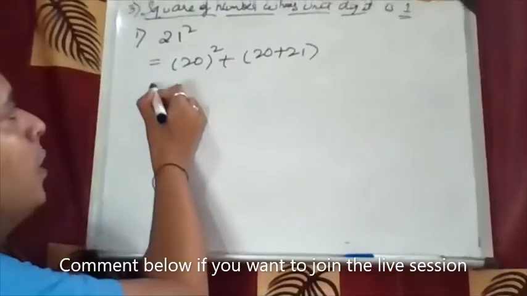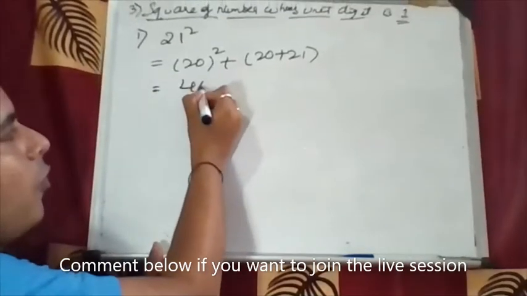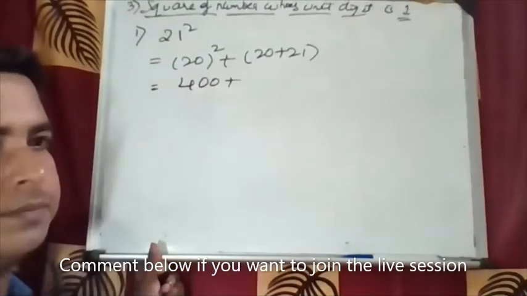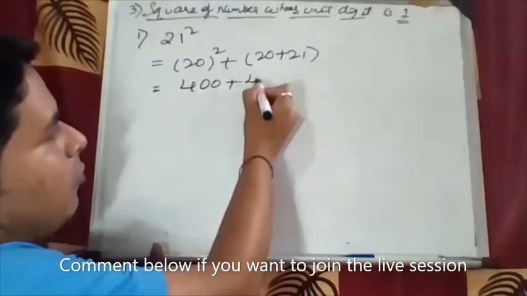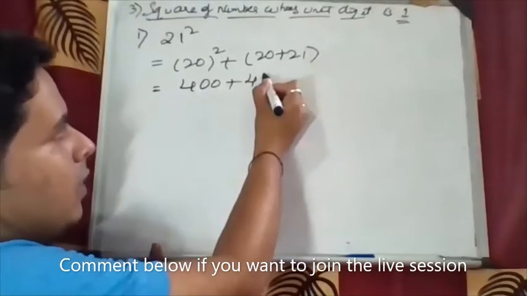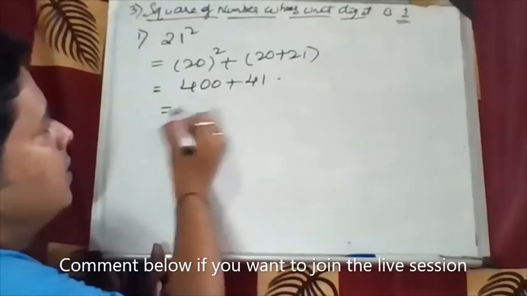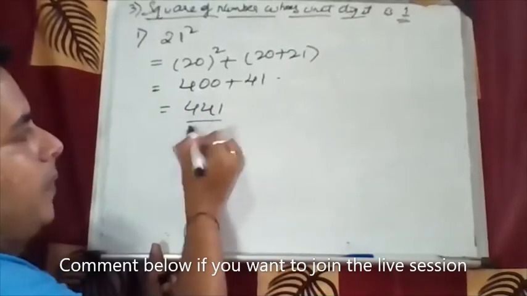Okay, so here 20 square is 400, plus 20 plus 21, that is 41. So your answer will be 441.